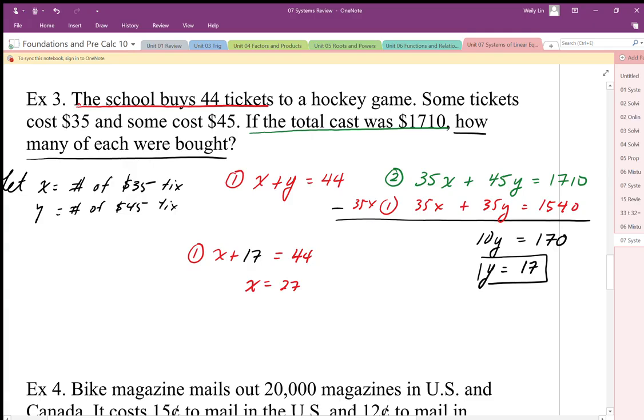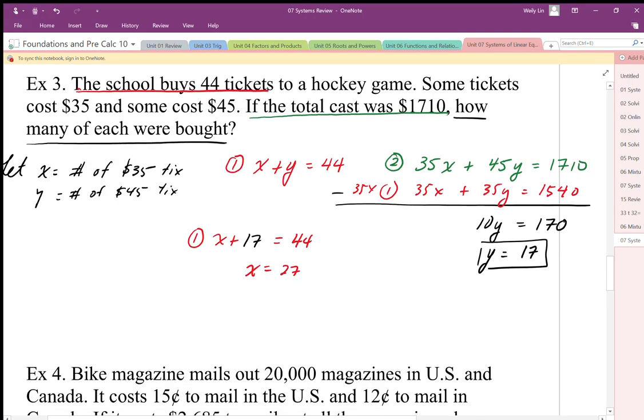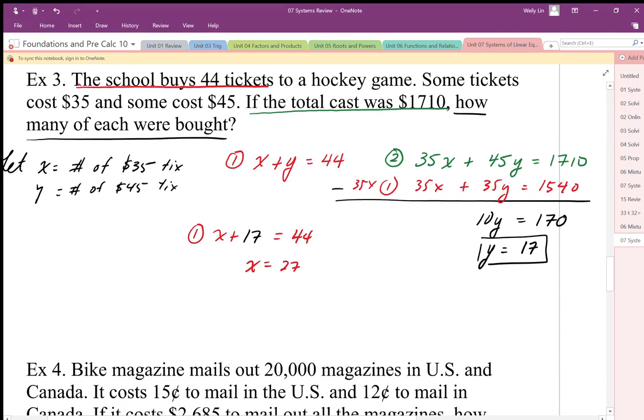Those add up to 44 tickets, and if we multiply this out, we should see that it adds up to $1,710.